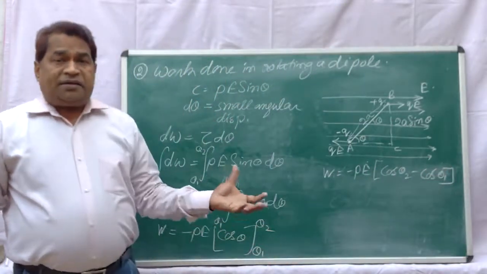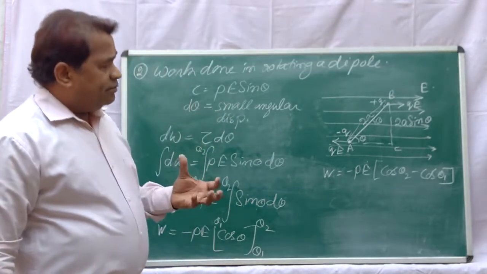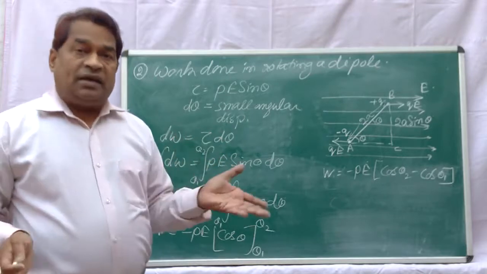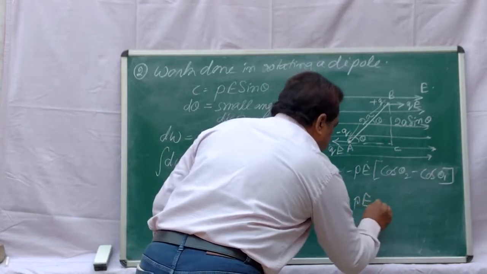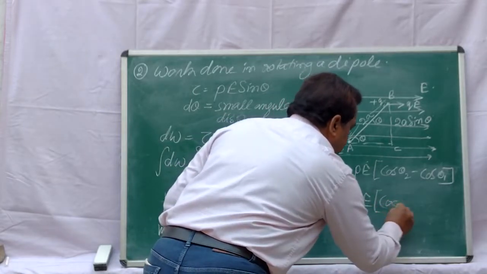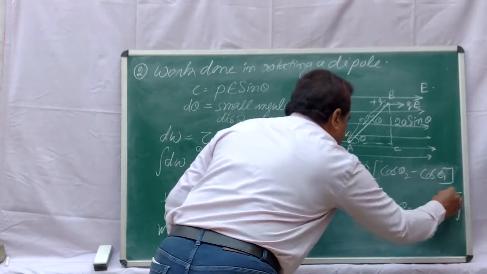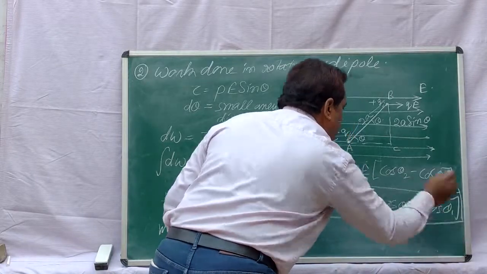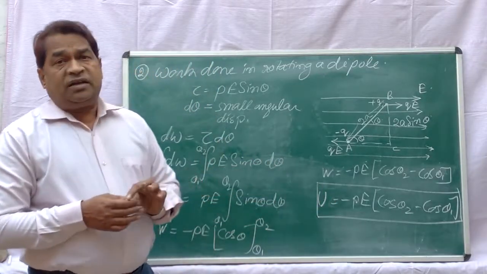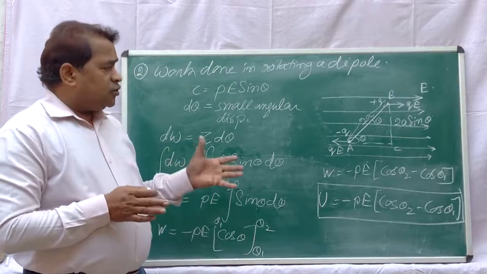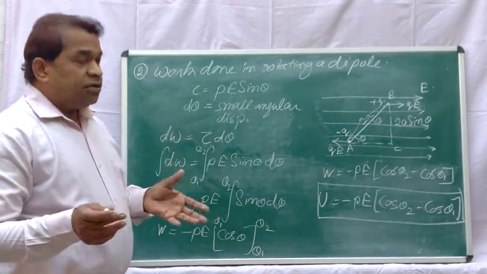And this amount of work done is stored in the form of energy in the electric dipole. So we can say the energy stored in the electric dipole is U is equal to minus pE into cos theta 2 minus cos theta 1. So this is our expression for energy stored in an electric dipole. These were the two small articles which I have taught you in this class.